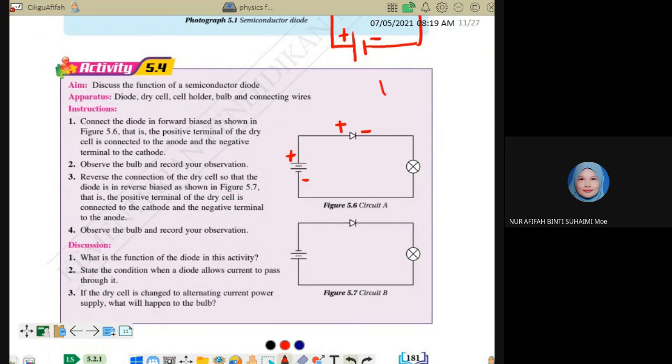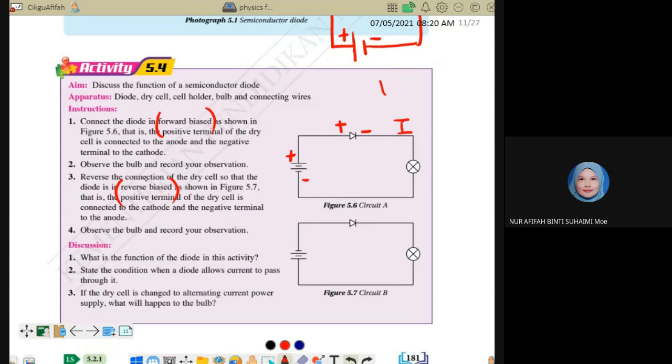So for a diode we have two types of connection: forward bias and reverse bias. Forward bias is the connection that allows current to flow. Like this, positive to positive, that is forward bias. So the current will flow. The current can flow through this circuit.